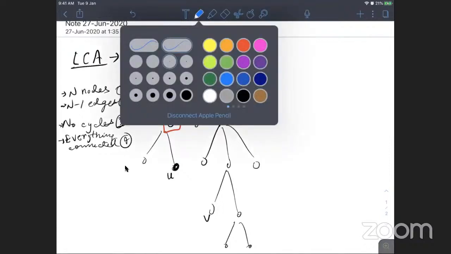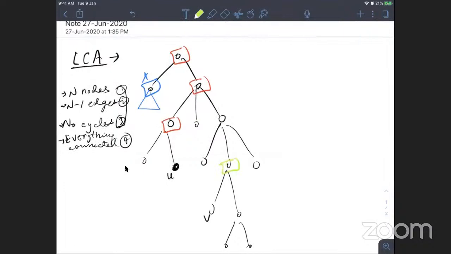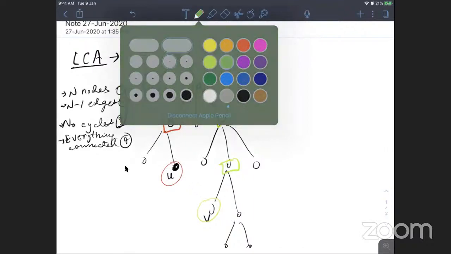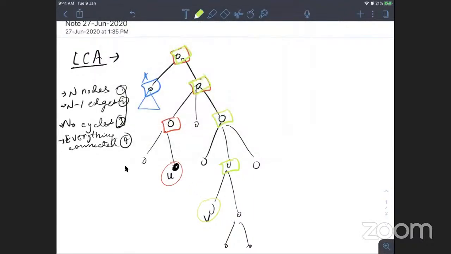And then for V, these 4 nodes are V's ancestors. This is V and this is U. Now, what the question asks is basically the lowest common ancestor. So in this case, the lowest common ancestor is this node, not that one, because he's the bottommost one who is common, common as in he's an ancestor of both of them, U as well as V.